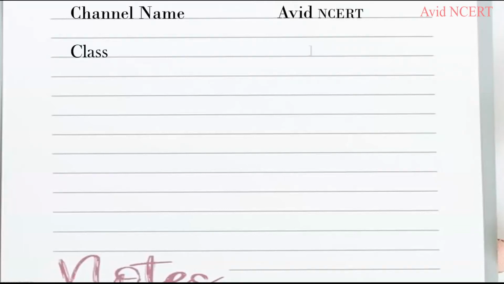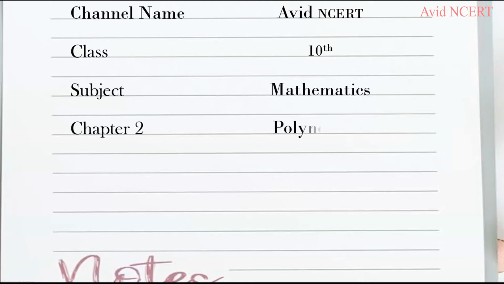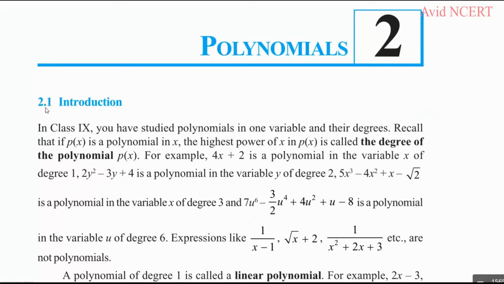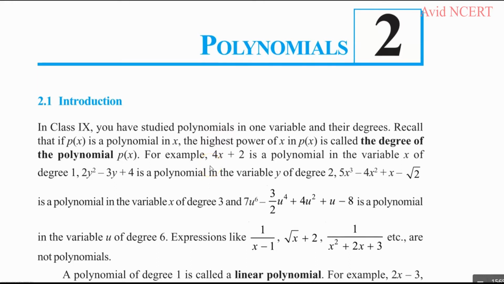This is Geeta. This session is for class 10 mathematics, chapter 2 polynomials. The topic we'll be discussing is 2.1 and 2.2 from page number 20. 2.1 is introduction about the polynomials. Let's just check out the important points in this.